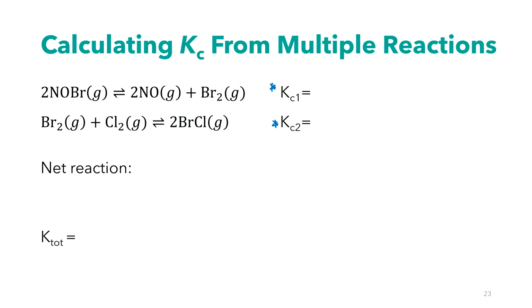You could even ask yourself, if this were a two-step mechanism, what would the intermediate have been? What is canceling out? Okay. All right, and then once you have that net, I'm going to start writing out my KC1s and KC2s. You keep working on the net reaction.